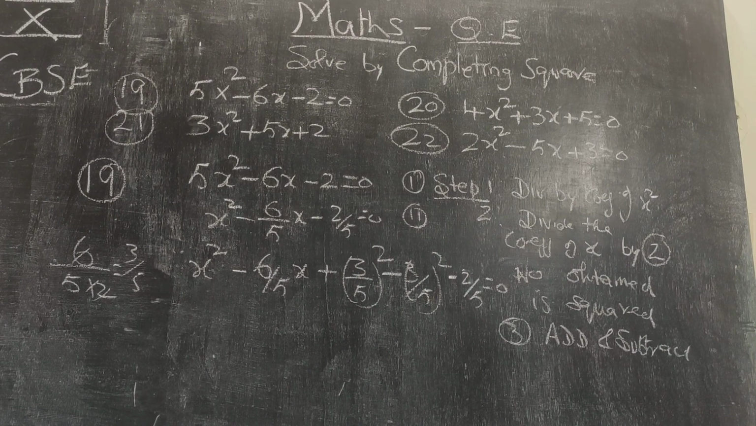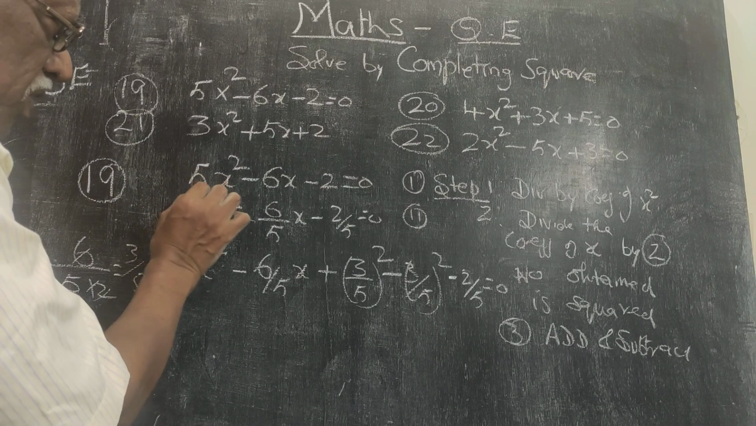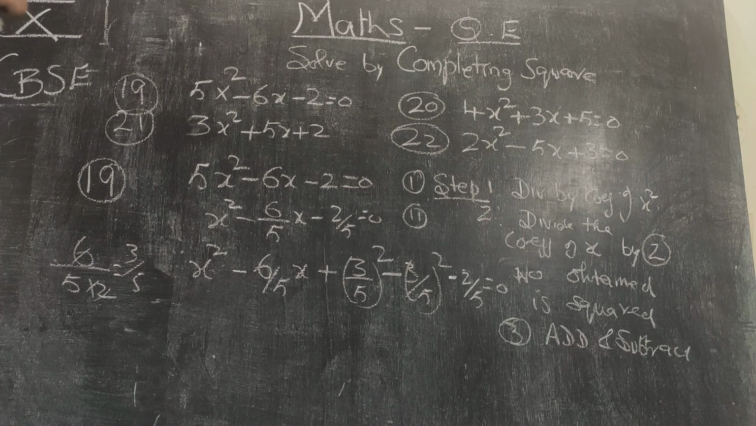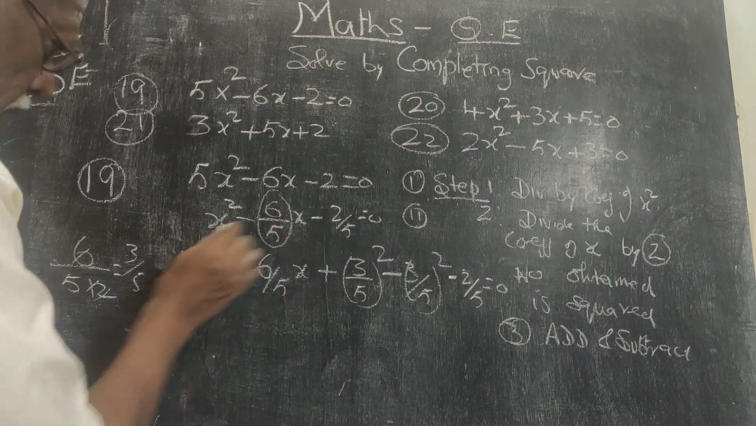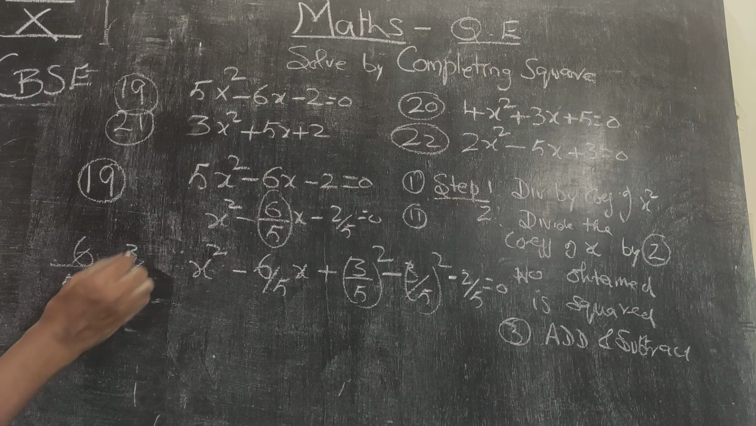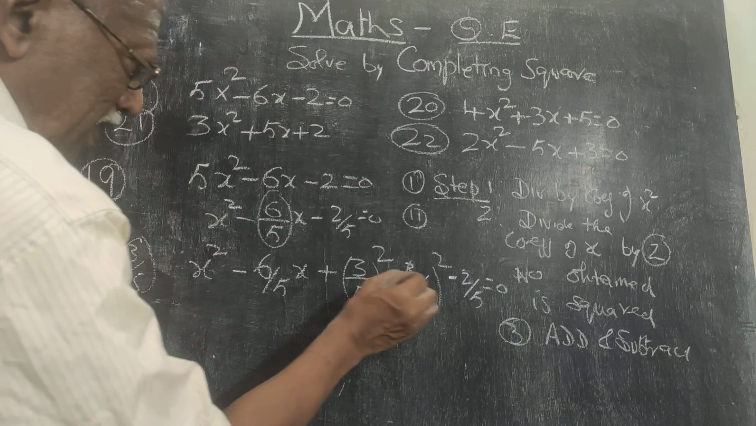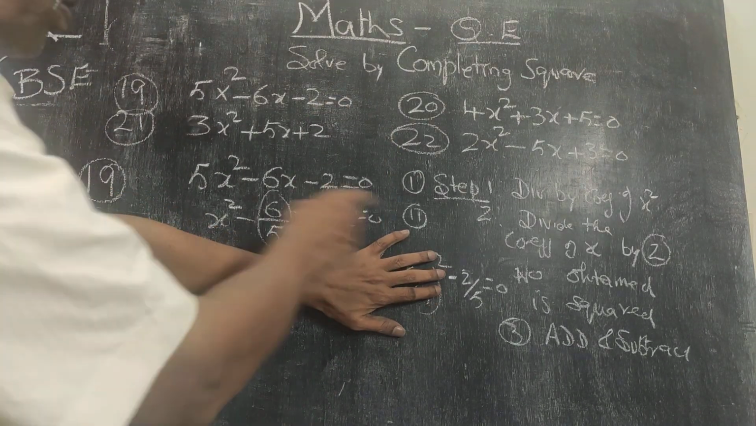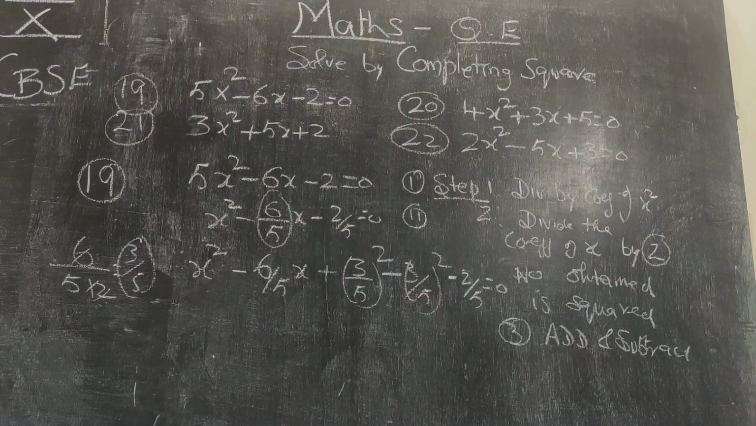Are you able to follow what I am doing? First you divide by coefficient of x square. If there is any coefficient, you divide the entire problem. After that, the coefficient of x you divide by 2. Simplify that if possible. Square of this number, add it and subtract it, so that this gets cancelled. The problem remains as it is. So I am adding something and then subtracting something.